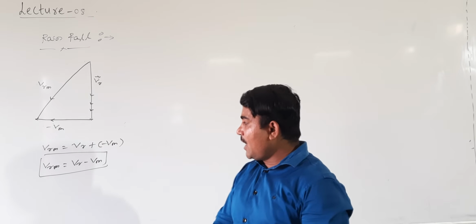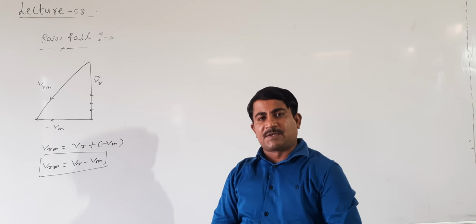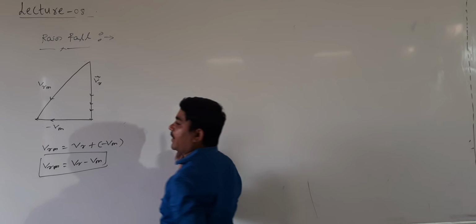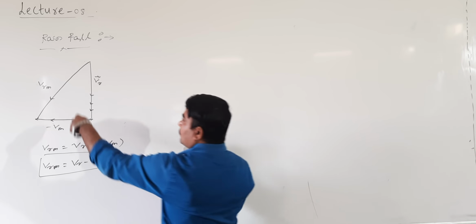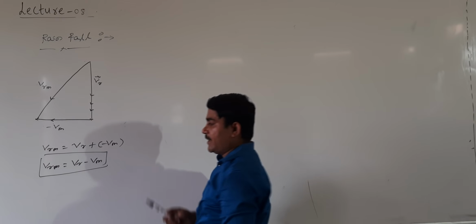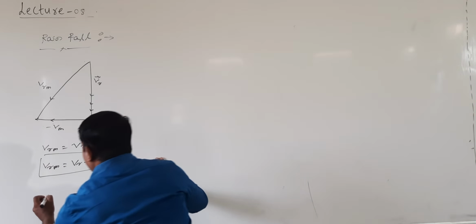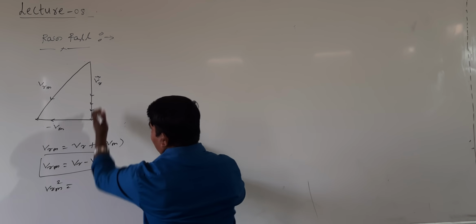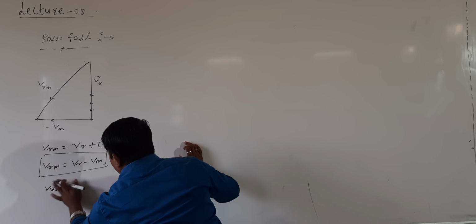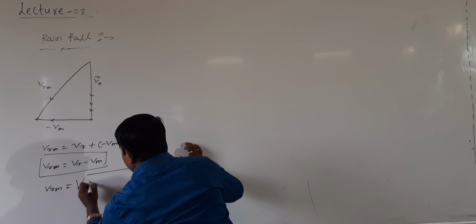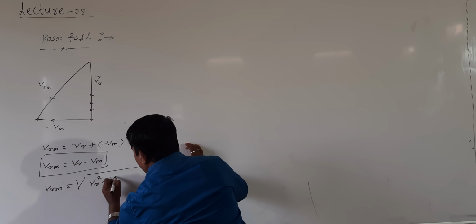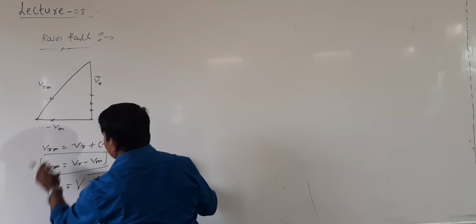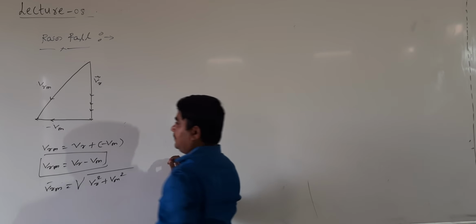Then how to take the magnitude of this relative velocity? Simply, you can apply the triangle law of vector addition or apply the Pythagoras theorem. This square equals Vm square plus Vr square. So the relative velocity of rain with respect to the person, Vrm, equals the square root of Vr square plus Vm square. This is the magnitude.